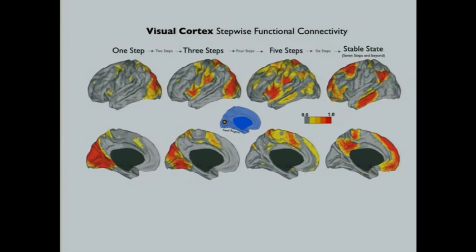So in this study, we used resting state functional connectivity MRI and stepwise functional connectivity analysis in 100 subjects to investigate the connectomes of the three main sensory systems: visual, auditory, and somatosensory. And for instance, this is the case of visual cortex.